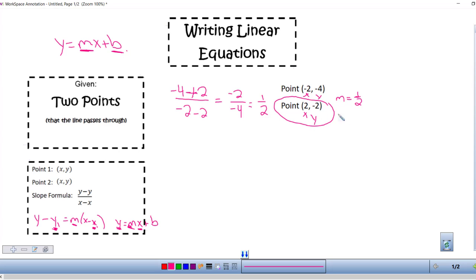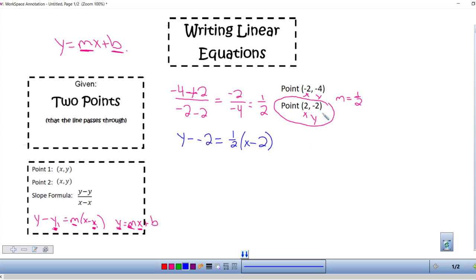We're going to use this point and this slope and plug it in to either point slope form or slope intercept form, depending on which method you like. So I'm going to go ahead and do point slope form first. Y minus our y value of the point that we chose, -2, equals m, which we found to be 1/2, x minus our x value in this point, which is 2.